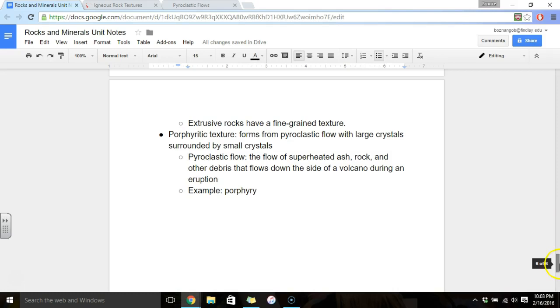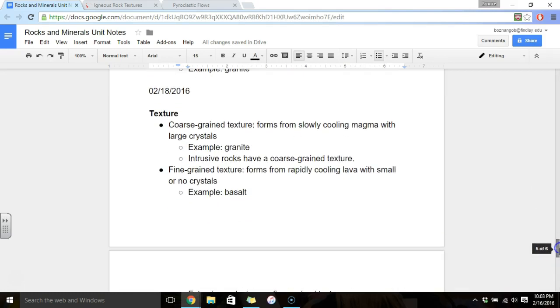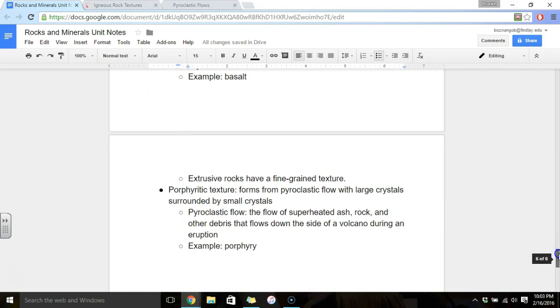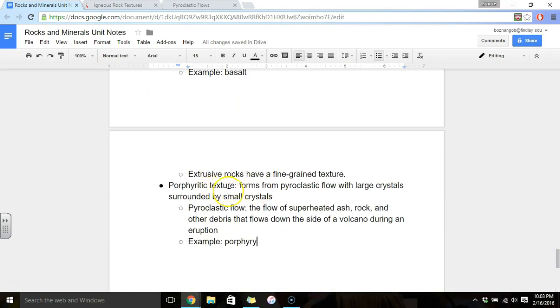So in this, we have coarse grain texture that has those real big crystals in it that form inside the earth with magma, slow cooling magma. And then you have fine grain that has the real small crystals or no crystals at all, and they are formed on the outside of the Earth with the rapidly cooling lava. And then we have porphyritic texture, which forms from pyroclastic flow with large crystals that are surrounded by small crystals.